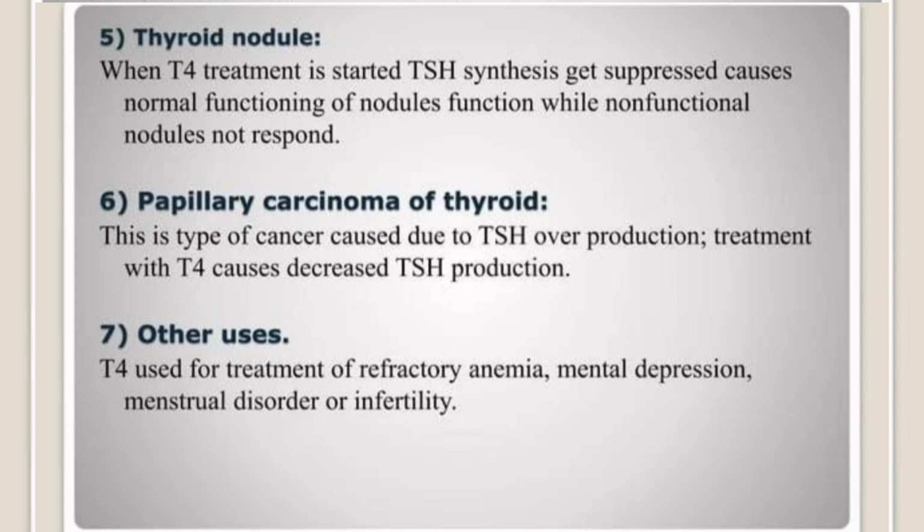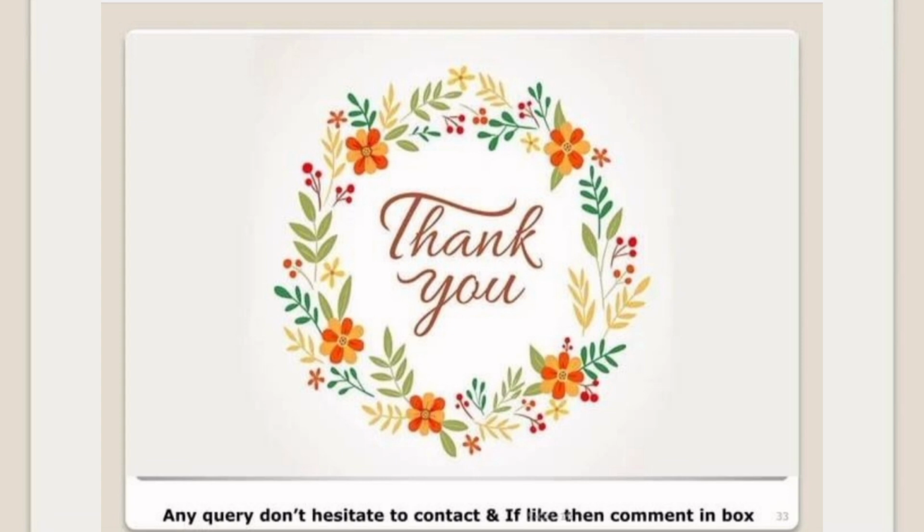Then other uses: T4 is used for the treatment of refractory anemia, mental depression, and menstrual disorder or infertility. We will see antithyroid drugs in the next part of the video.